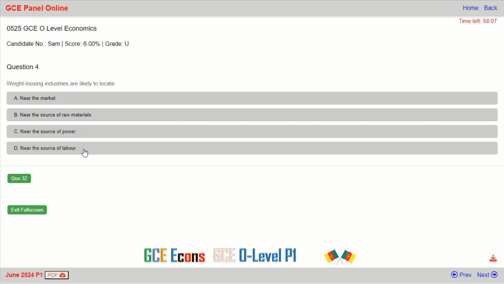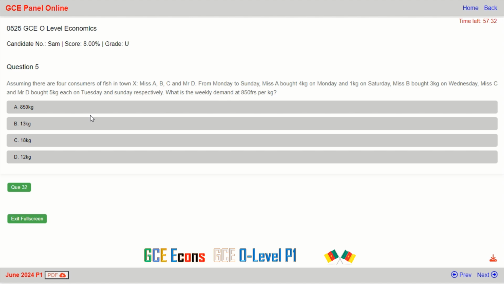Question 4, weight-losing industries are likely to be located: A, near the market; B, near the source of raw materials; C, near the source of power; D, near the source of labor. So weight-losing industries would like to be located near the source of raw materials so that they lose the weight. Once they get the materials, they can easily distribute it after it has been processed. So here we have near the source of raw materials.